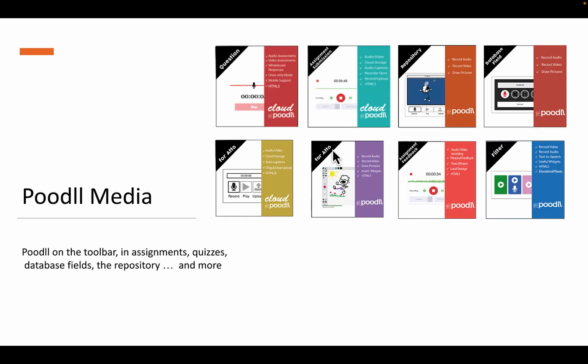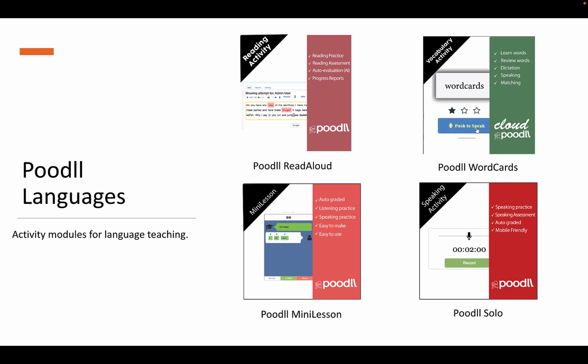So Poodle has two main packages. The first is Poodle Media, the second is Poodle Languages. Today we're going to talk about Poodle Languages, so I'm going to go straight through to the next slide. And Poodle Languages has 4 activity modules: Poodle Read Aloud, Poodle Word Cards, Poodle Mini Lesson, and Poodle Solo.